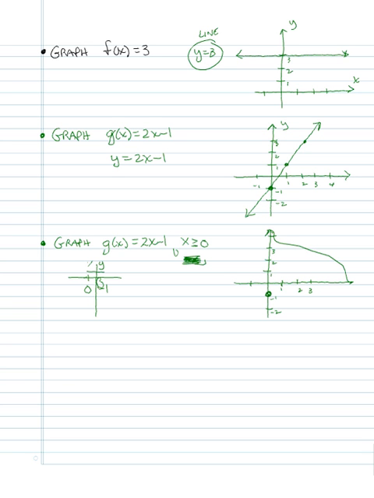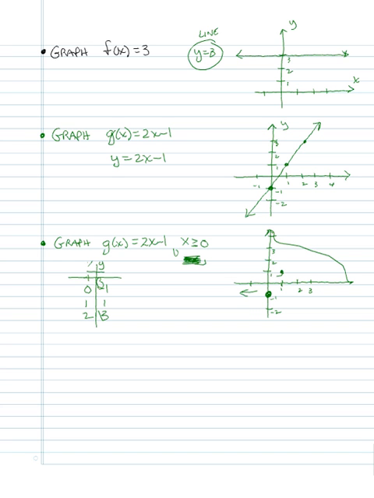So this point is on the graph, but that x value of 0 is the very first x value I can use. I can't use any x's that are on this side, can I? Okay? And so from there, I could continue. I could say, oh, well, let's choose x to be 1. And when we do, we would get a y of 1. And let's choose x to be 2. And when we do, we would get a y of 3.